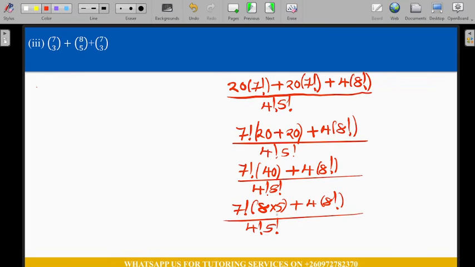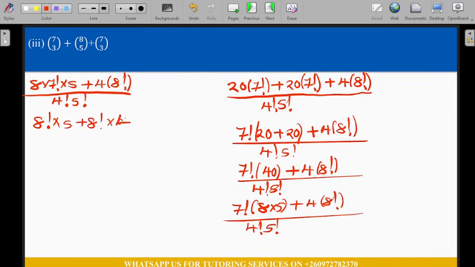Now I'll start with 8 here. I'll say 8 times 7 factorial, then we have a 5, plus 4 open 80 factorial, because we want to introduce 8 factorial, then over 4 factorial 5 factorial. Here 8 times 7 can be combined and written as 8 factorial, times 5, plus 8 factorial times 4, over 4 factorial 5 factorial.